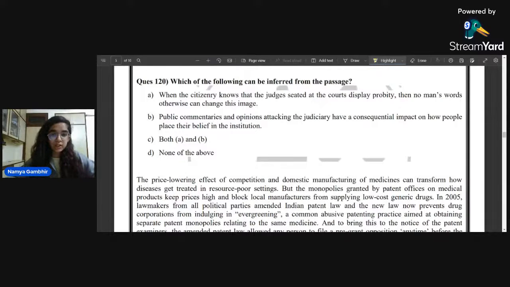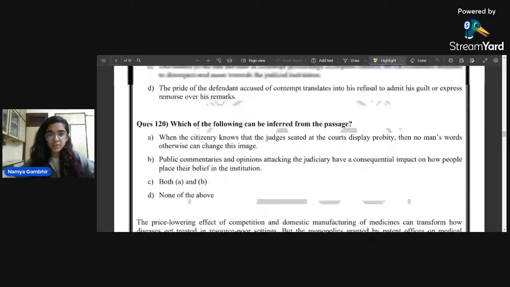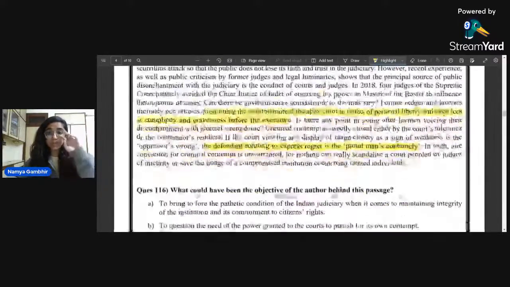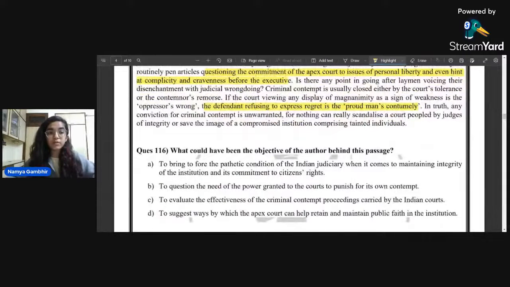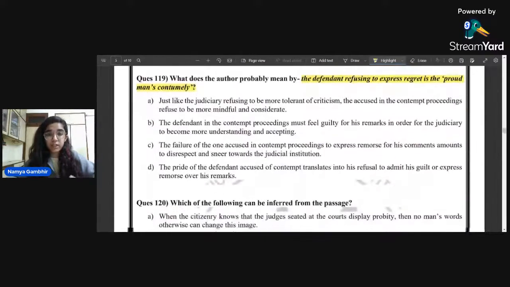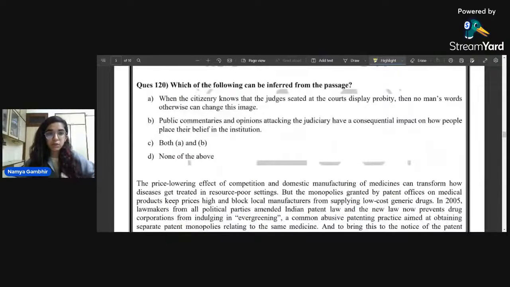So, when the citizenry knows that the judge is seated at the court's display property, then no man's word otherwise can change this image. This is absolutely true. This is what the author is trying to say towards the end: that in truth, any conviction for criminal contempt is unwarranted, for nothing can really scandalize the court, people by judges of integrity. That if there are actually judges of integrity sitting at the court, then no amount of attacks or negative remarks about the court can actually make people lose their faith in that institution itself.